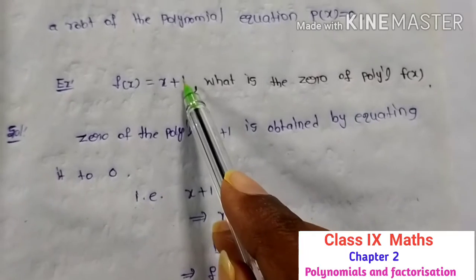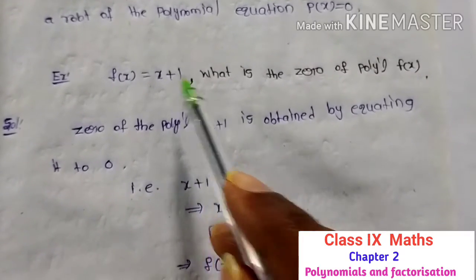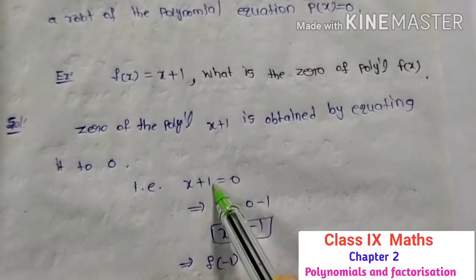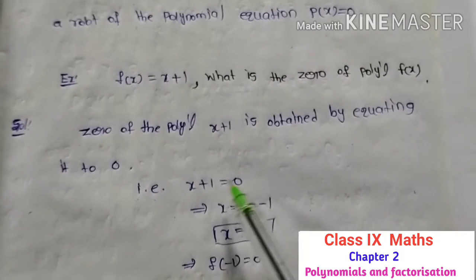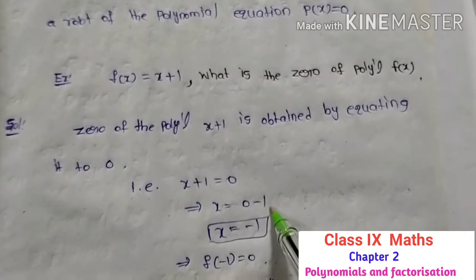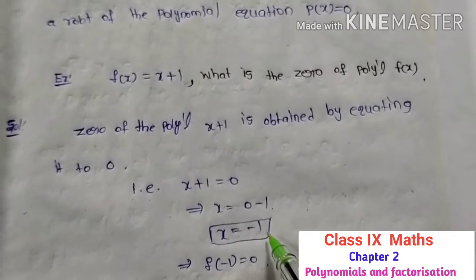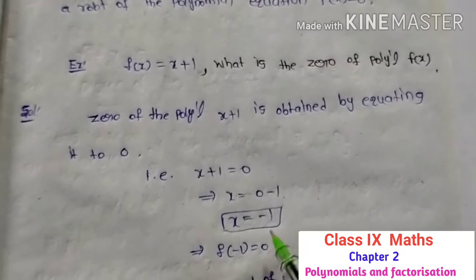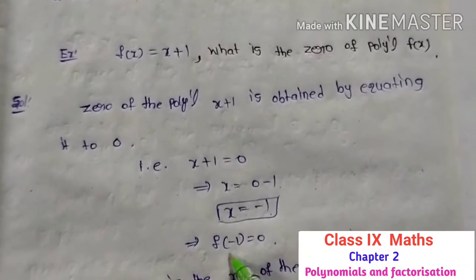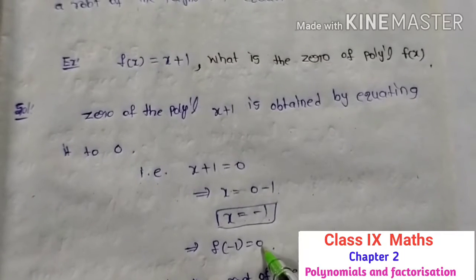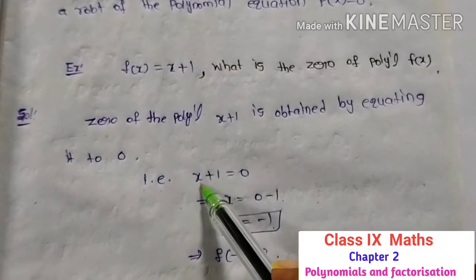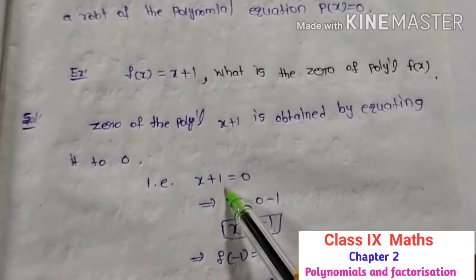Yes or no? This kind of problems you have done in the previous classes. If x plus 1 is equal to 0, you can transpose 1 to the RHS. If I am transposing 1 to the RHS, it will become minus, or not? Yes. 0 minus 1. 0 minus 1 means it is minus 1, or not? Yes, that means here x is equal to minus 1. That means f of minus 1 is equal to 0. Instead of x, what is the value? Minus 1. Can I write here minus 1? Minus 1 plus 1 is equal to 0, or not?